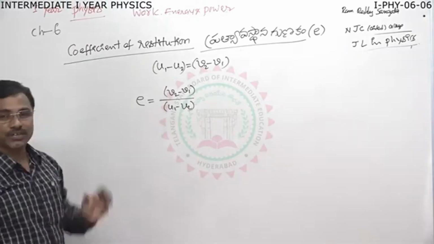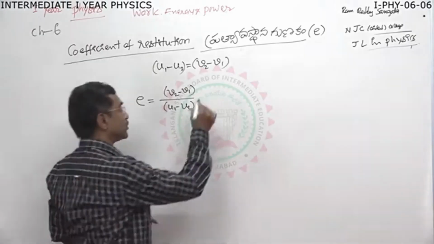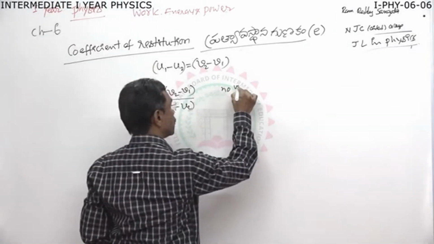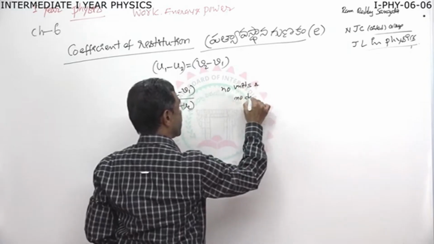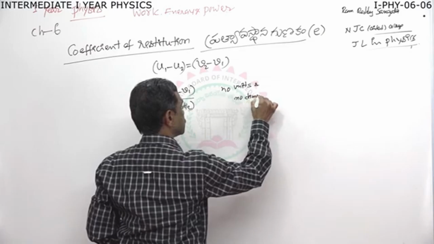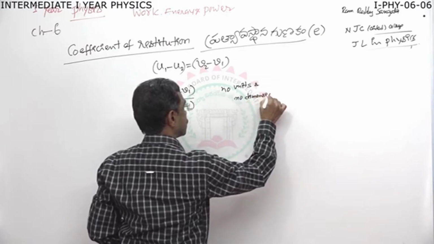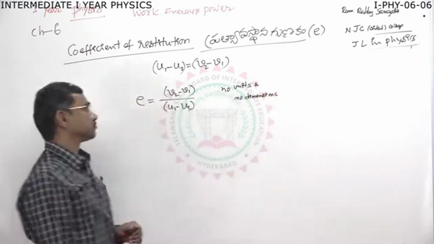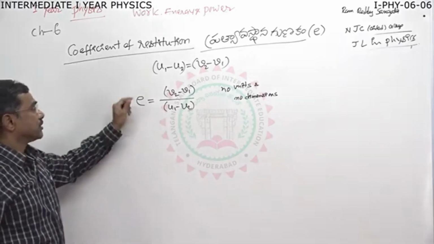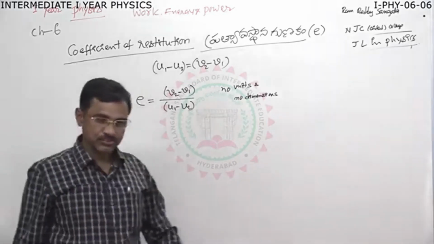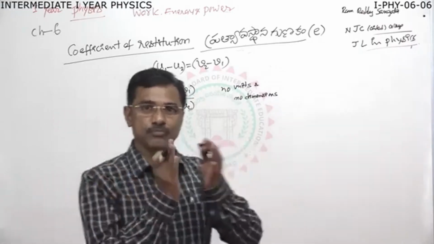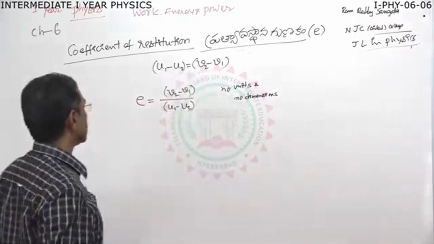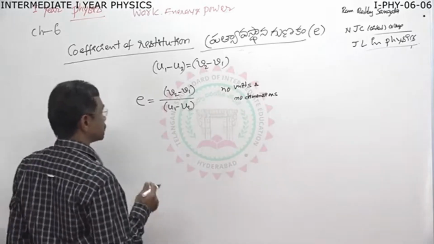It is a ratio of relative velocities, so it has no units and no dimensions. It is simply a number, like 1, 2, 3, 0. No units, no dimensions, isn't it? So very simple. The ratio of the relative velocity of separation after collision to the relative velocity of approach before collision is called the coefficient of restitution.